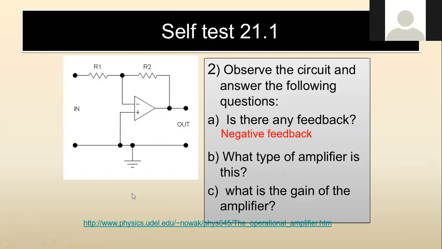What type of amplifier is it? Is it inverting or non-inverting? Now you can see the signal is going in from here. The positive input is connected to earth. So this is an inverting amplifier. And what's the gain? If it's inverting, it's minus R2 divided by R1. The minus must be there because it's inverting.